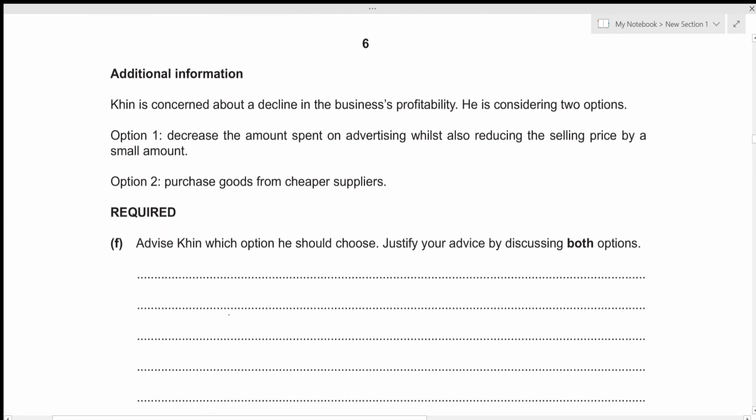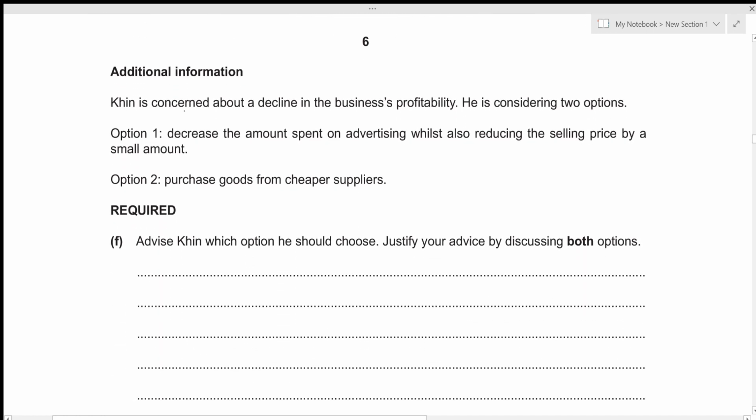We are again given additional information. Kin is concerned about a decline in the business's profitability, and he is considering two options. Option one is to decrease the amount spent on advertising whilst also reducing the selling price by a small amount. And option two would be to purchase goods from cheaper suppliers. Now for the sixth part of this question, we need to advise Kin which option he should choose, and we need to justify our advice by discussing both options.